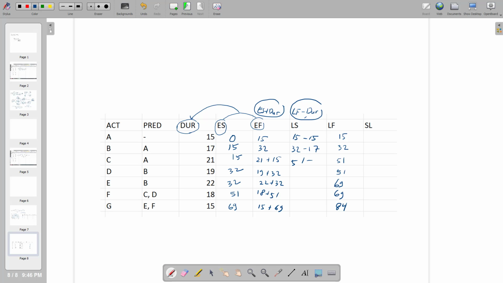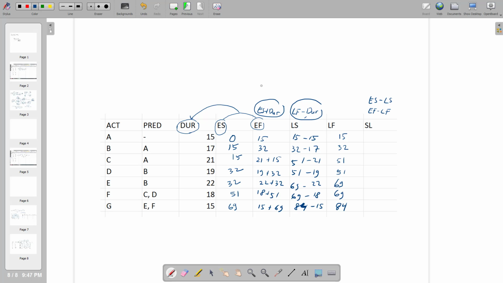This one will be 51 minus 21. 51 minus 19. 69 minus 22. 69 minus 18. And there you go, 84 minus 15. What about the slack? Slack will be the differences. Slack is either between early start and late start, and then this one will be the difference between early finish and late finish. So you just need to count.